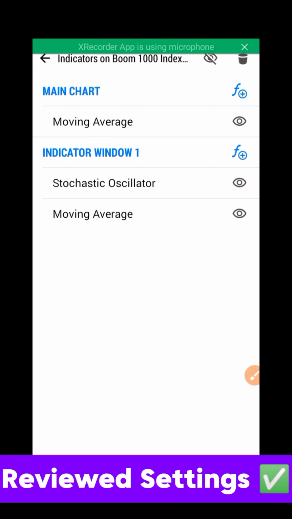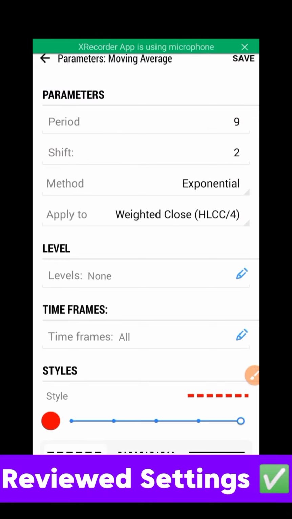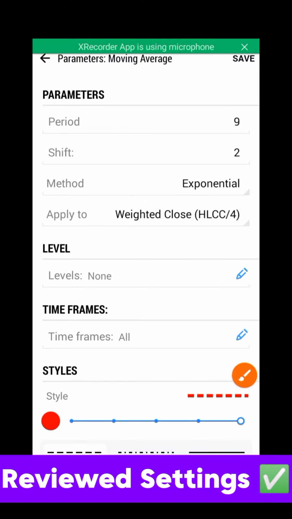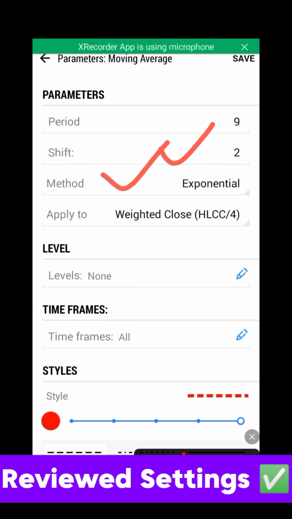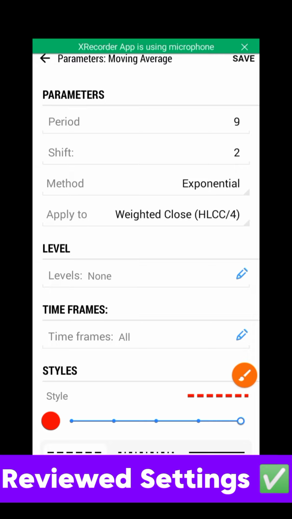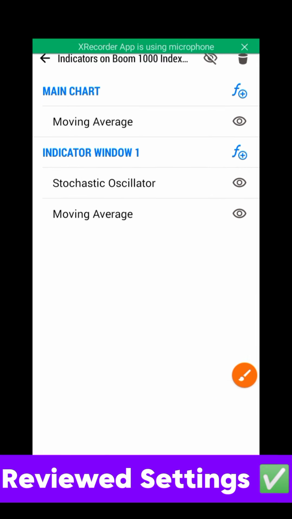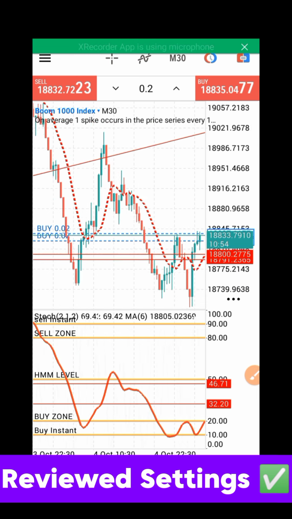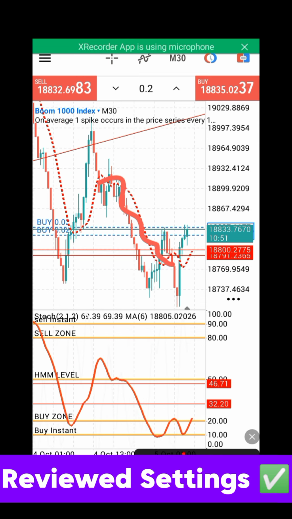We have just three indicators. Number one, on the main chart, we have a moving average with period 9, and it has shift 2, method exponential, applied to weighted close HLCC/4. Style, I should give it red, and you should give it short dash lines. If you 100% succeed in that, this is what you are going to have on your main chart. You see, the moving average is looking nice. So that is your number one moving average.